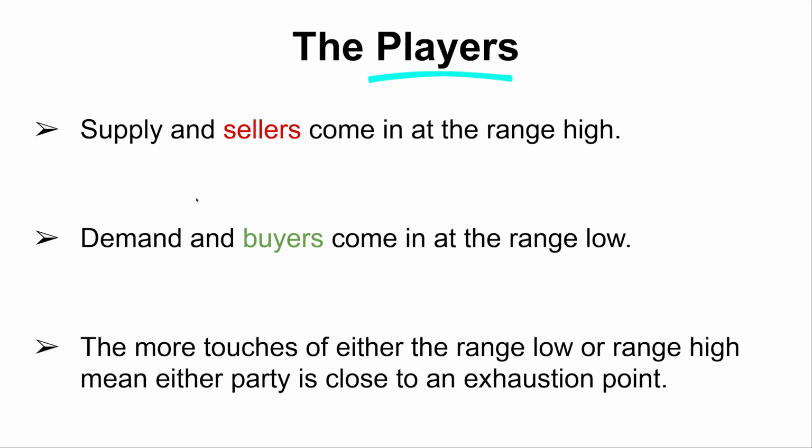So who are the players? Well, our buyers and sellers are coming back into the mix again. We see supply and sellers coming at the range high, and we see demand and buyers coming at the range low. The more touches of either the range low or range high means either party is close to an exhaustion point. We referred back to this in the first lesson when we went over Japanese candlesticks and overall support and resistance supply and demand zones. So let's take a look at what I mean by this.